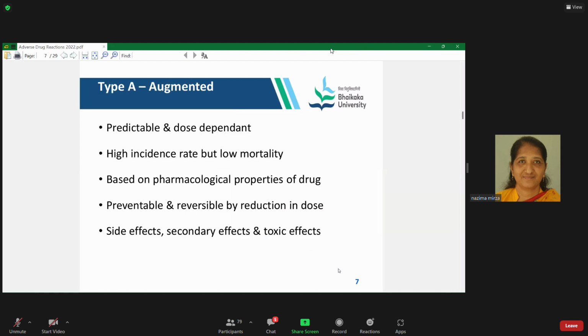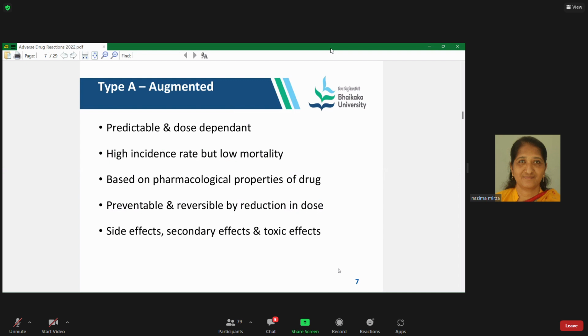Type A, augmented. As we discussed earlier, they are predictable. We know this will happen. And it is dose dependent. As the dose increases, though still in the therapeutic range, effects may increase. Incidence rates are high, but mortality is low. These are all based on the pharmacological properties of drugs. They are preventable and reversible by reduction in the dose.